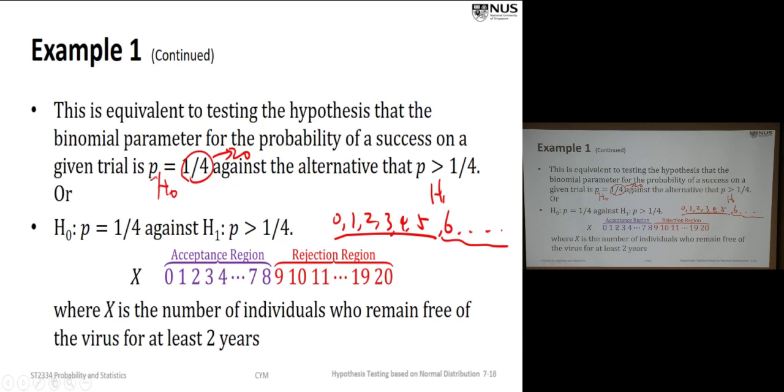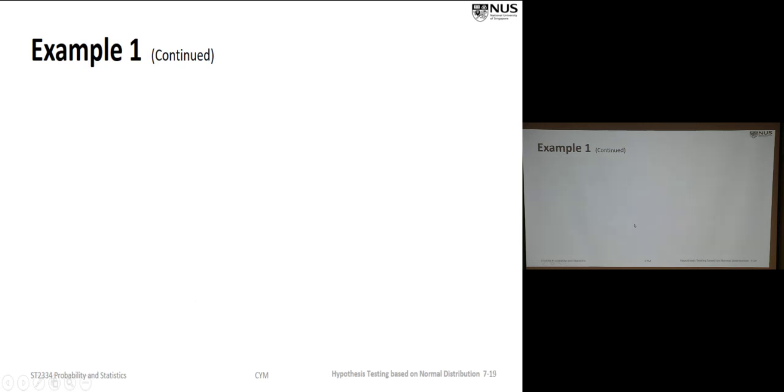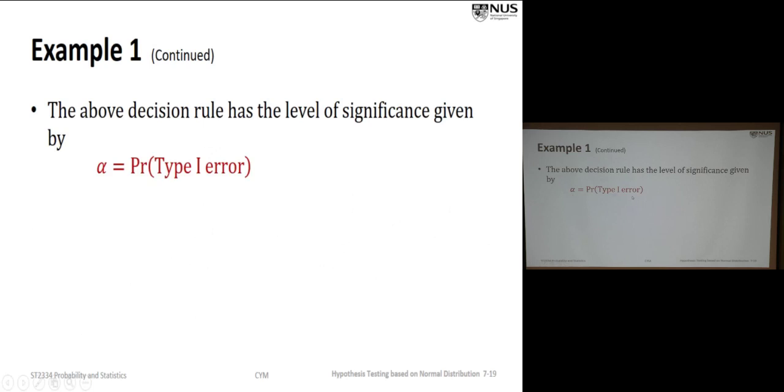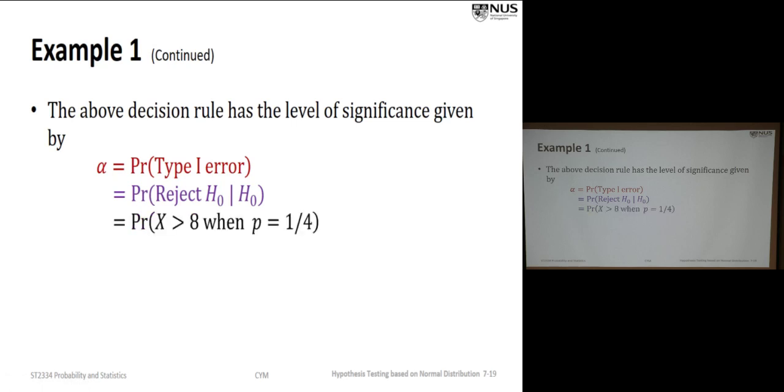So I ask, what is the probability of type 1 error? We want to calculate the probability of getting a type 1 error. It means rejecting H0. This is all by definition. So when do we reject H0? We reject H0 when X is bigger than 8. Under the null hypothesis, P equals 1/4. So just calculate this probability. Then you ask yourself, what is the distribution of X?